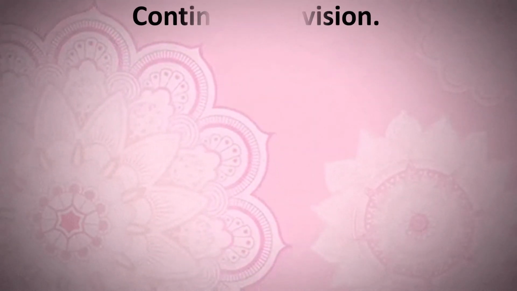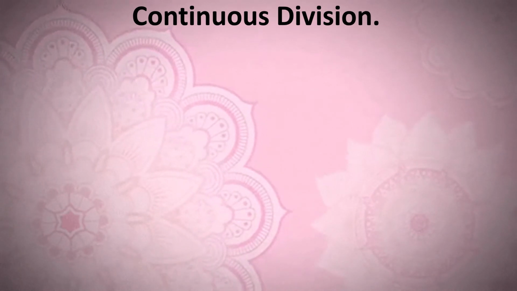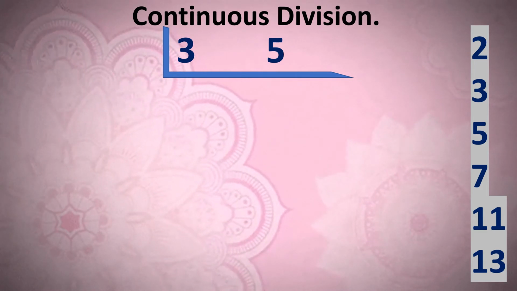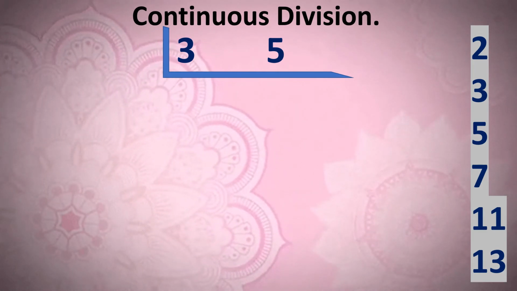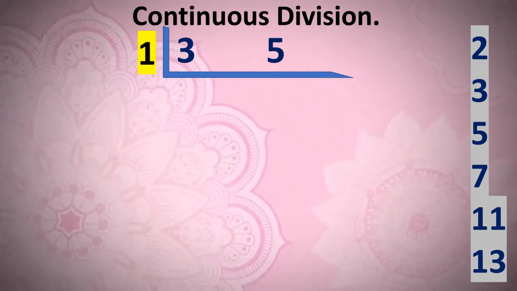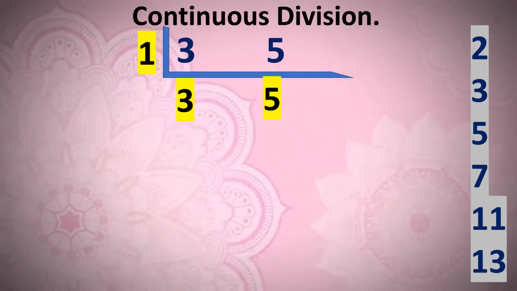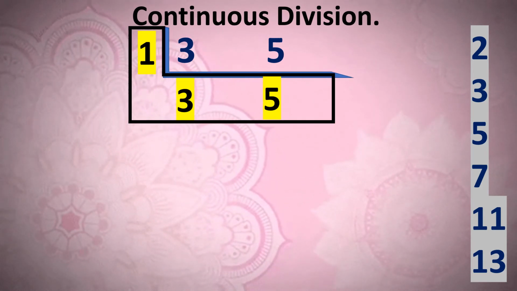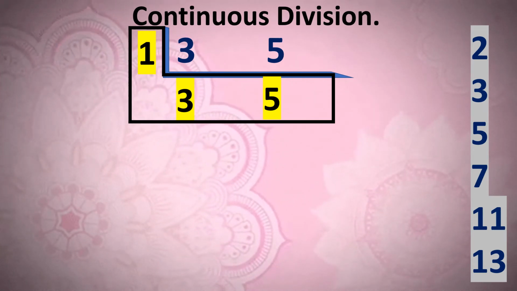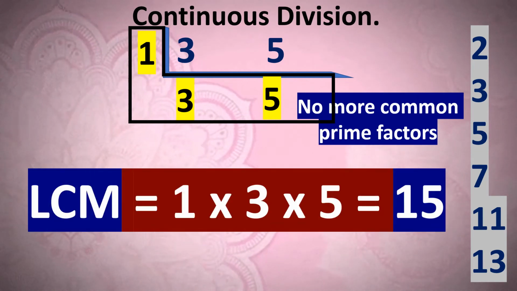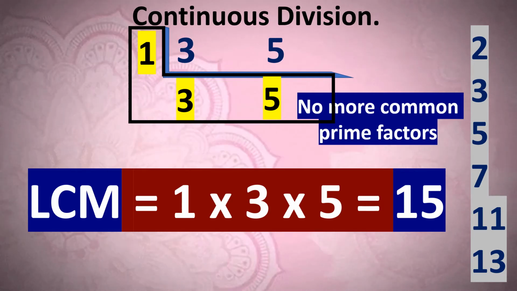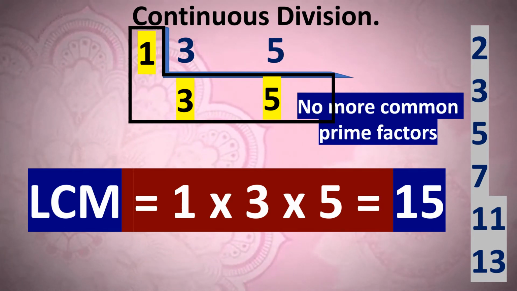Okay, let us have a continuous division process. So we have 3 and 5. We all know that 3 and 5 are already prime numbers, so the only common factor is 1. So 3 divided by 1 is 3, and 5 divided by 1 is 5. Since the only common factor is 1, we will multiply 1 times 3 times 5 to get the least common multiple. So the LCM is equal to 1 times 3 times 5, which is 15.